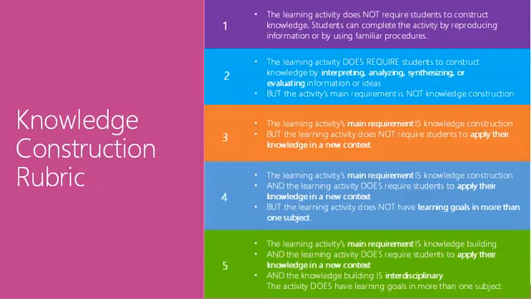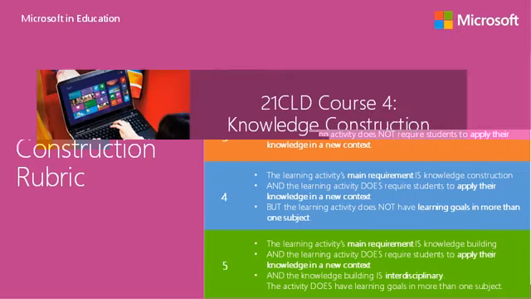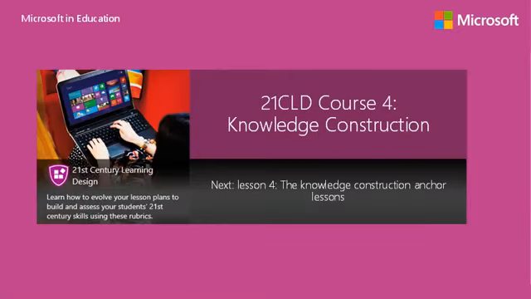This decision tree can also be represented as a rubric. As you can see, each of the numbers 1 to 5 outline the criteria for the condition of the code. For example, Code 2 reads, "The learning activity does require students to construct knowledge, but this is not the activity's main requirement." You can decide which you find easier to use, the decision tree or the rubric, when coding learning activities. In this lesson, we have discussed the knowledge construction rubric. In the next lesson, we will look at and examine some 21 CLD anchor lessons.